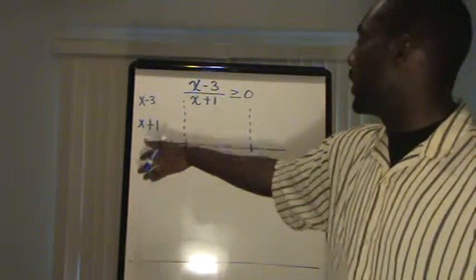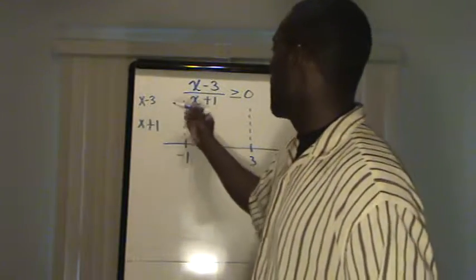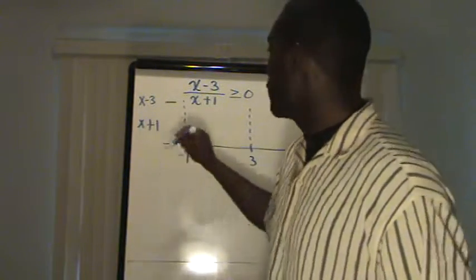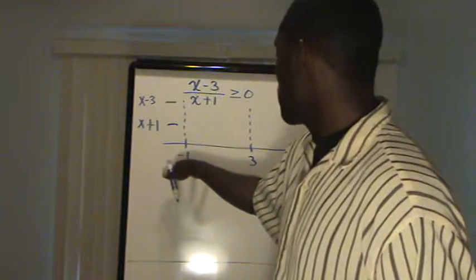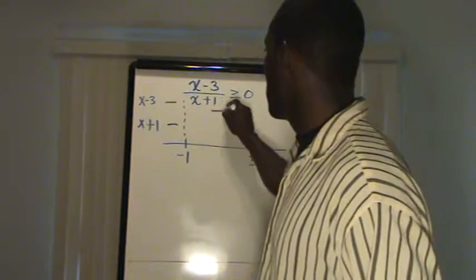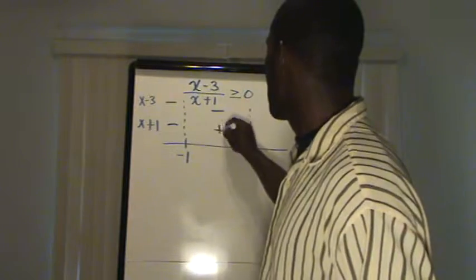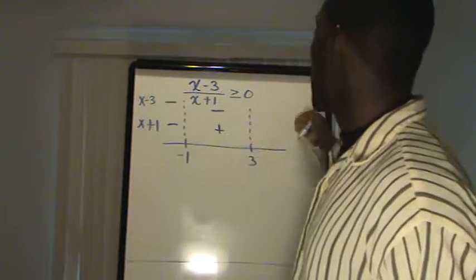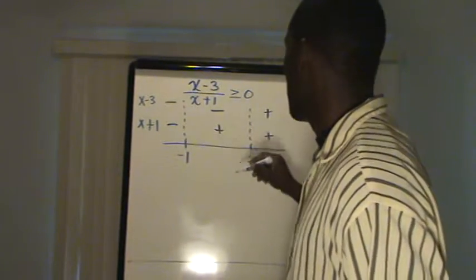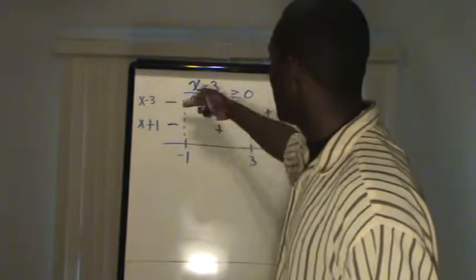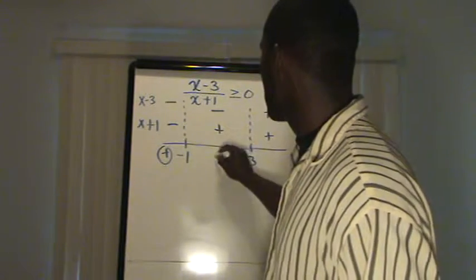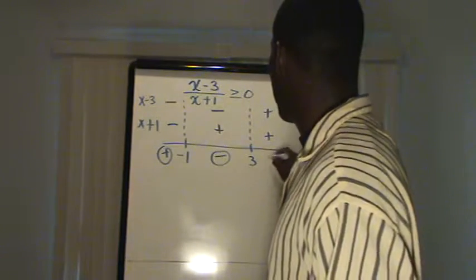A point to the left of negative 1, like negative 5: negative 5 minus 3 will produce a negative answer. Negative 5 plus 1 will also produce a negative answer. A point in between negative 1 and 3, the easiest choice is 0. 0 minus 3 gives us a negative answer, and 0 plus 1 gives us a positive answer. A point to the right of 3, like 5: 5 minus 3 gives us a positive, and 5 plus 1 also gives us a positive. So now we're dividing, so a negative divided by a negative still gives me a positive. A negative divided by a positive gives me a negative, and a positive divided by a positive gives me a positive.